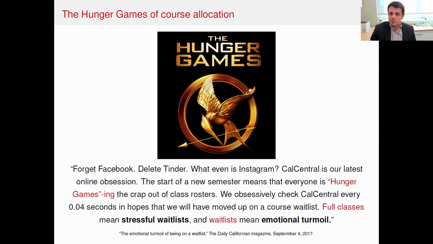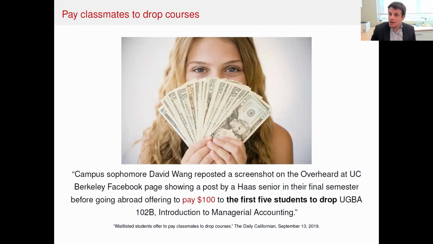And this is just a quote, and I completely agree with it. At Carnegie Mellon University, where I currently am, courses are also very much contested, and there is a lot of emotional turmoil if students cannot take some particular courses, or even if they just end up on the waiting list. But not all administrations can handle waitlists correctly or provide the students with the courses. And this is another quote from the same Daily Californian that shows that some students decide to take matters into their own hands. One of the few students who actually posted a message on Facebook basically said that I'm ready to pay $100 to the first 5 students who will drop a particular course.